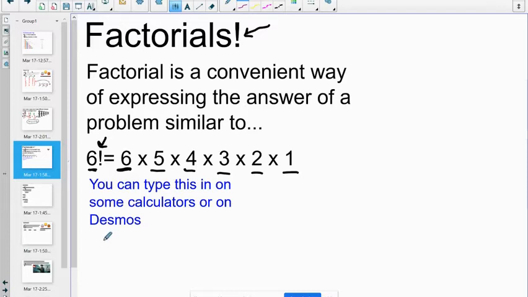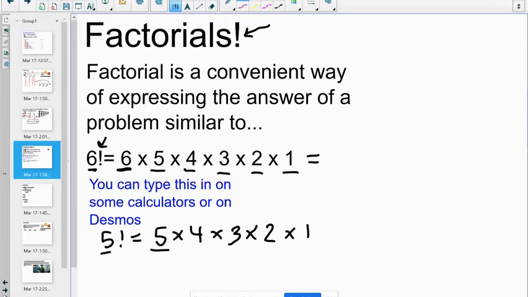Let's say it was 5 factorial. It would be 5 because that's the starting number. That's the number that is in front of the factorial. So you have 5 times 4 times 3 because it's getting smaller each time, times 2 times 1. And we stop at 1.